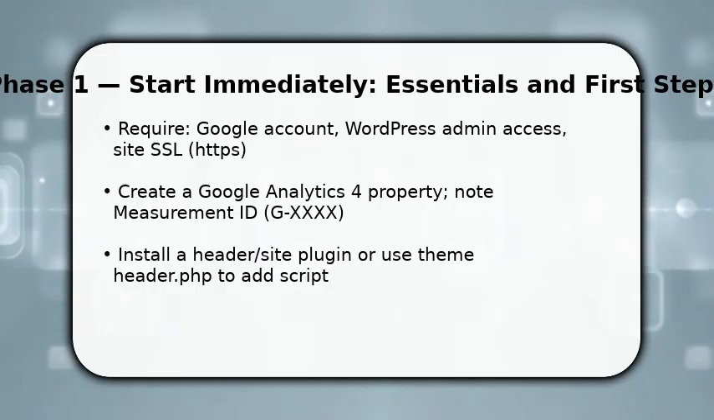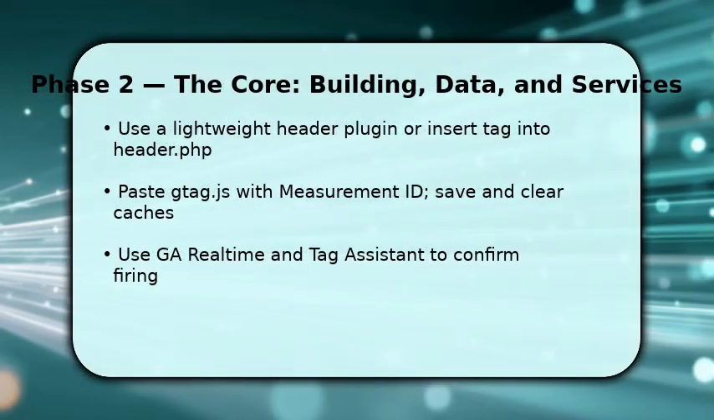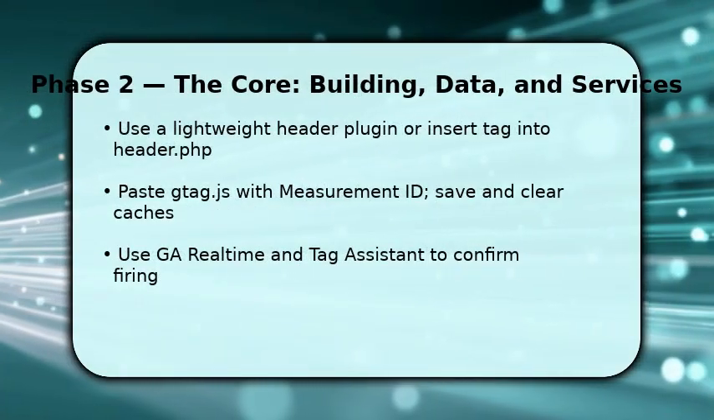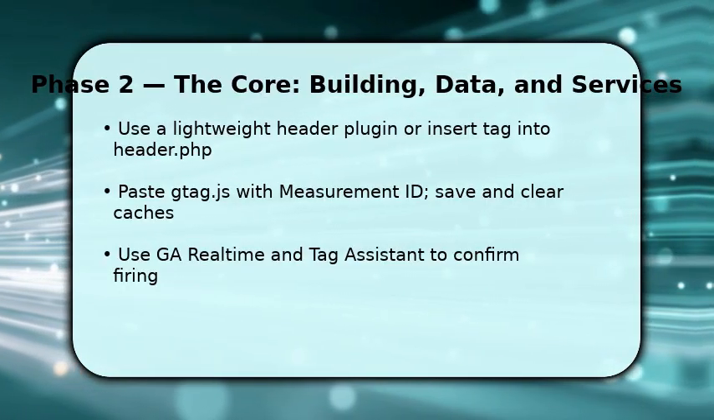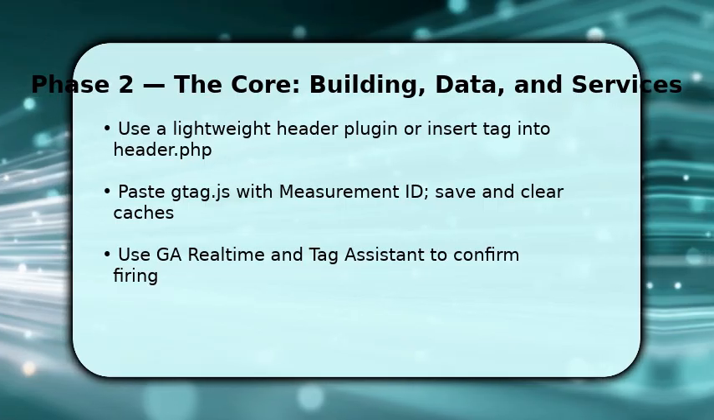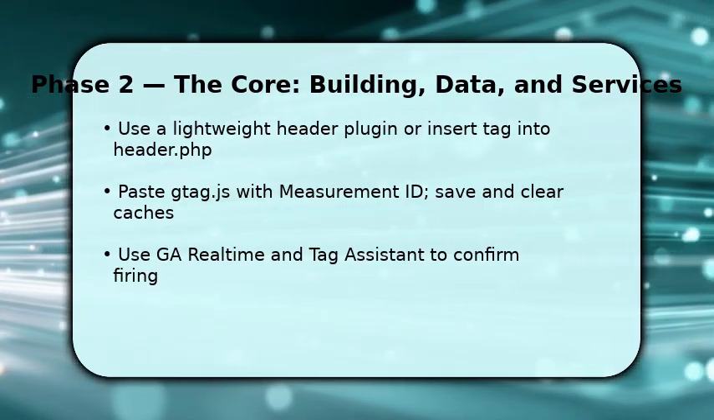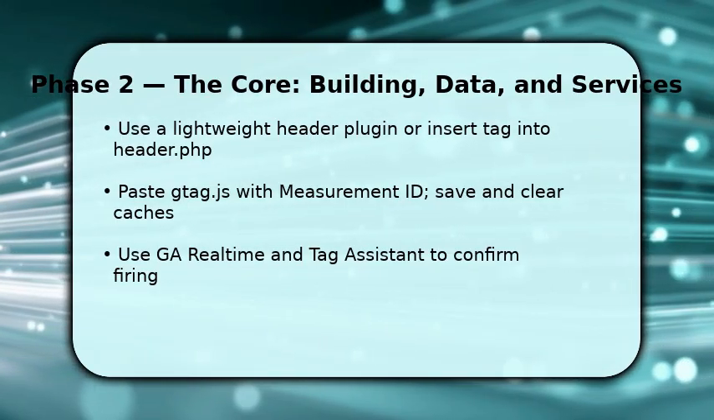Now add the tag, install a lightweight header injection plugin or edit header.php and paste the G tag JS snippet, replacing the placeholder with your measurement ID. After saving, clear any caching plugins and CDN caches so the change propagates instantly.